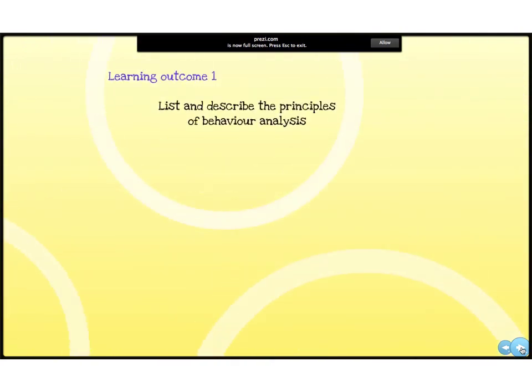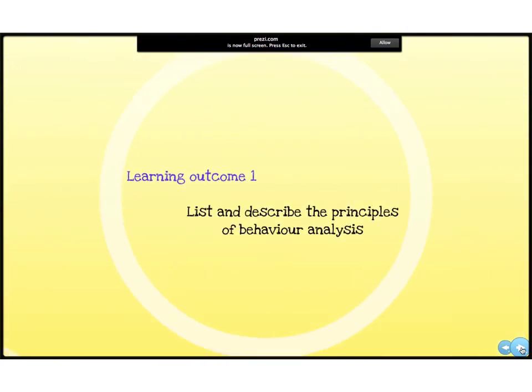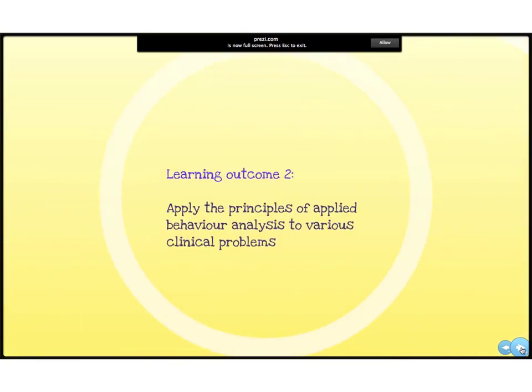Your outcomes for this course are threefold. Your first learning outcome is to be able to list and describe the principles of behavior analysis. The goal is for you to really know what the principles of behavior analysis are and to be able to use technical language as well as layman's language to explain the behavioral principles. These will be foundational to your writing the BCBA exam as well.